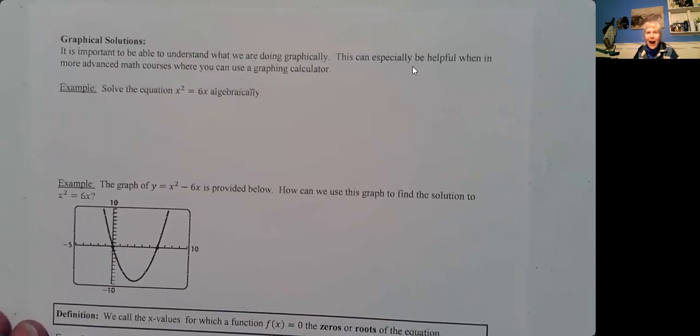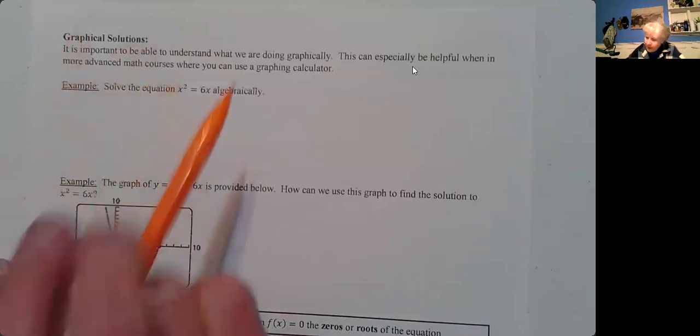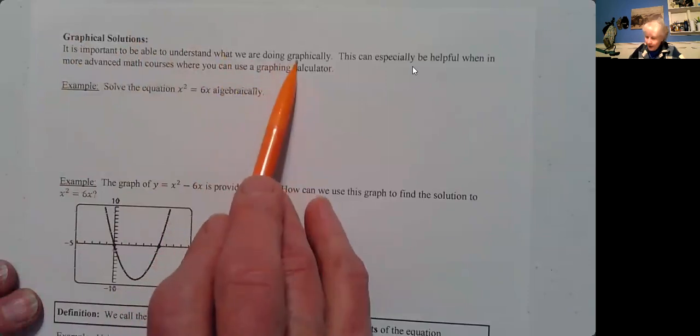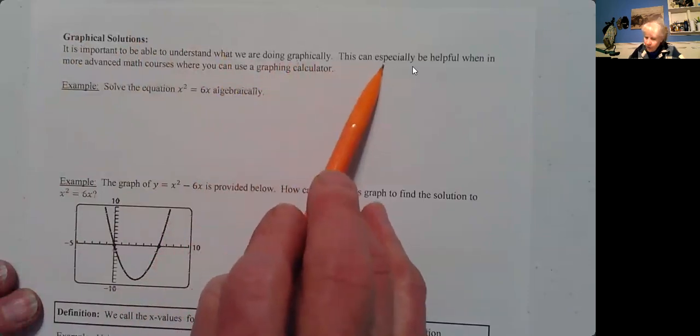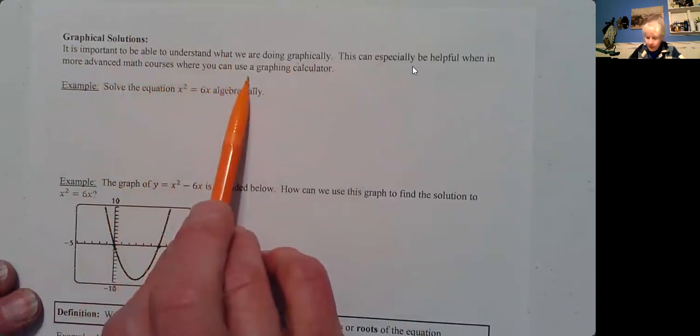All right, graphical solutions. What are we doing when we're solving these, when we look at a graph? Exactly what points are we finding when we find these solutions, when we set it equal to 0 and solve them? So it is important to be able to understand what we are doing graphically. This can especially be helpful in more advanced math courses where you can use a graphing calculator.